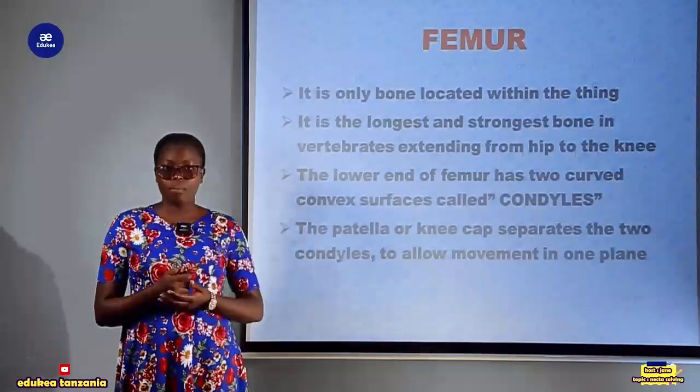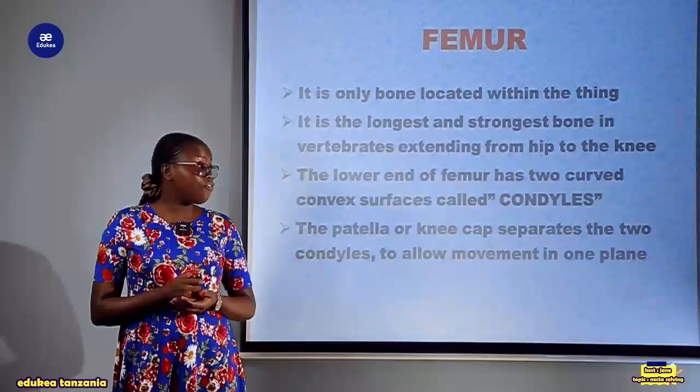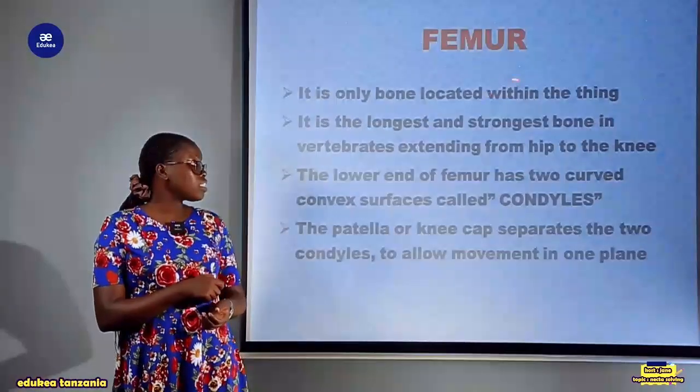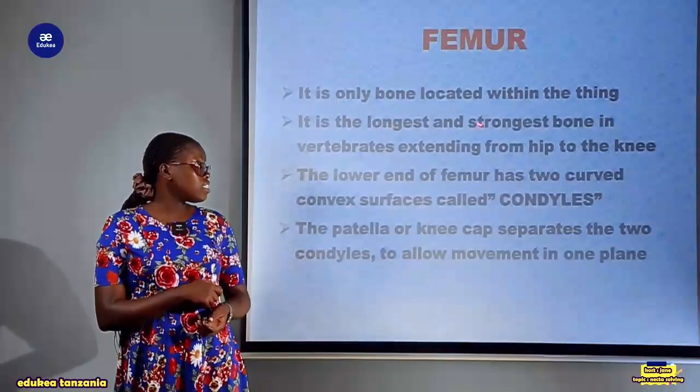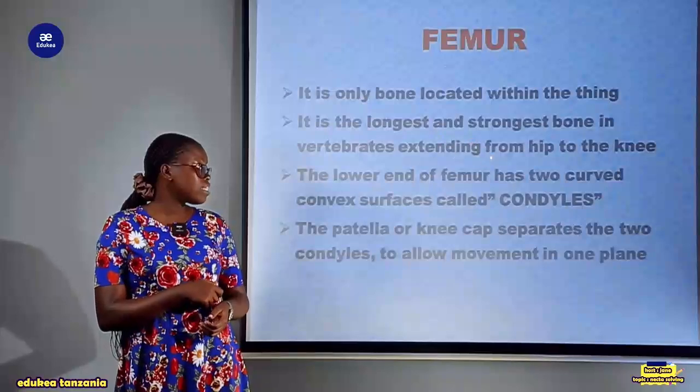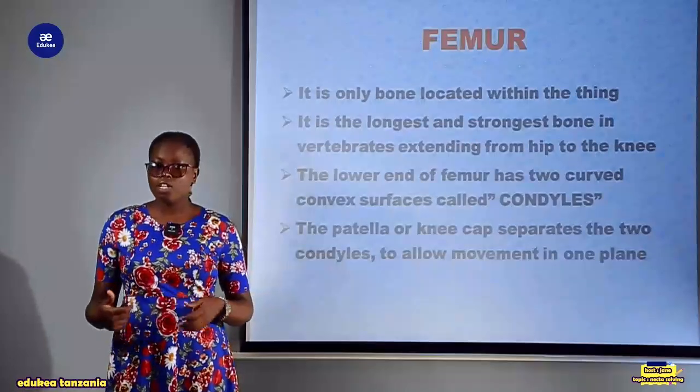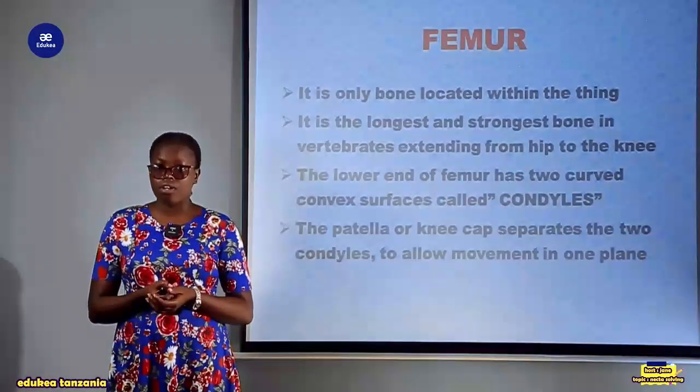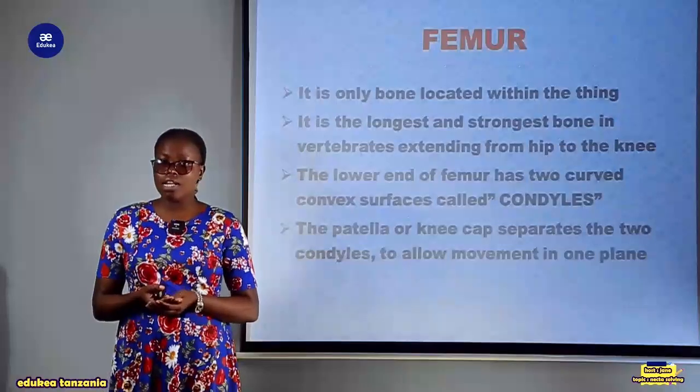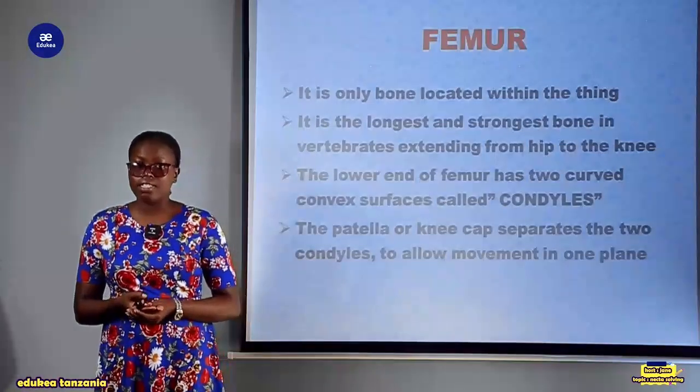Na nyingine ni femur. The femur, this is the only bone located within the thigh. It is the longest and strongest bone in the vertebrae extending from the hip to the knee. Kwa mfupa anzia kwenye mapaja mpaka kwenye goti ndio femur, ambayo ni moja ya long na strongest bone. Kazi yake ni nini sasa?